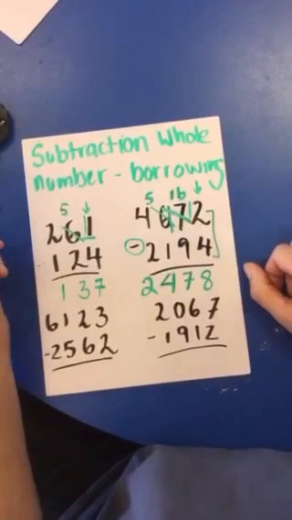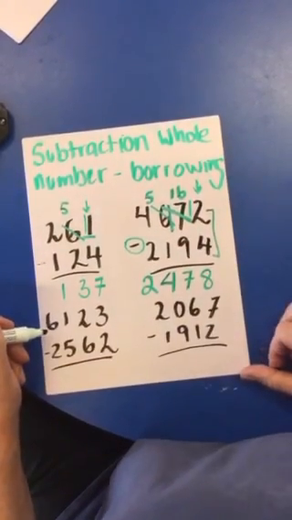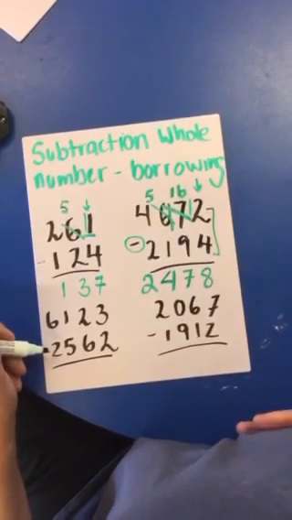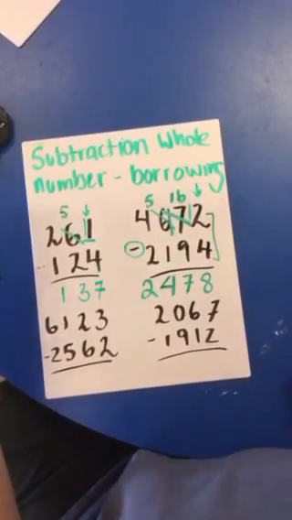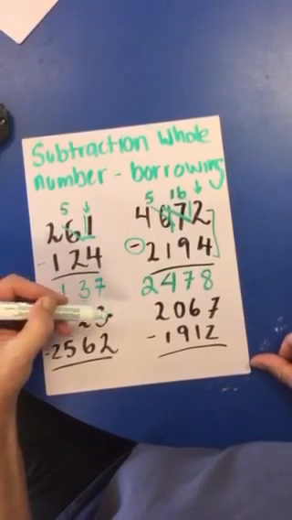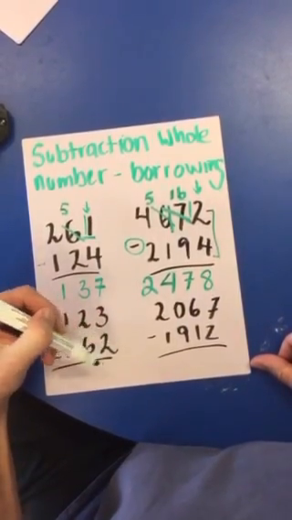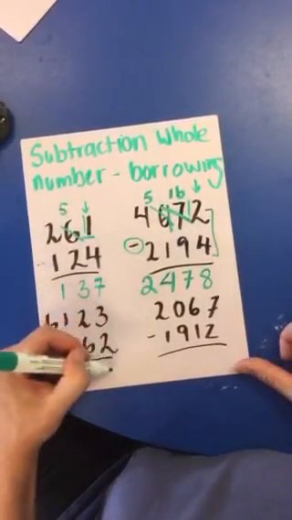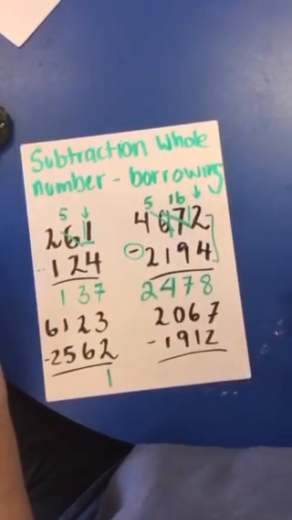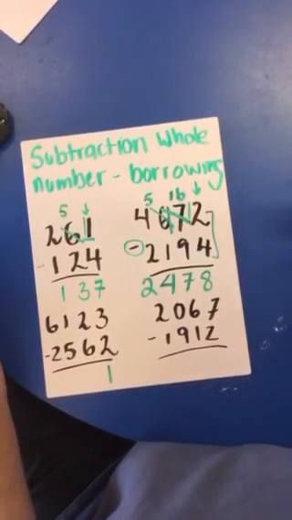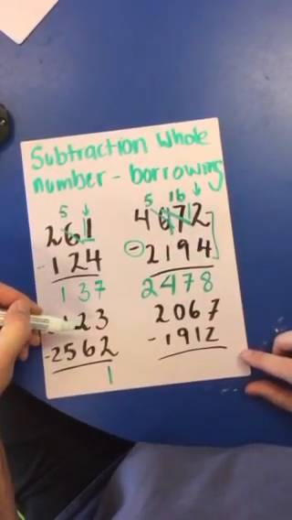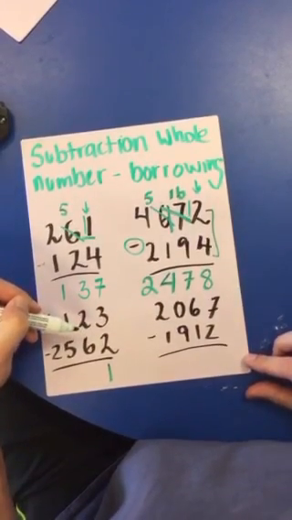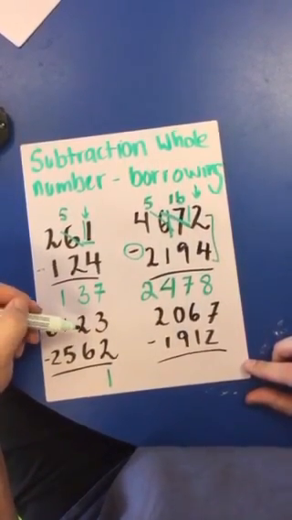All right. Down here, 6,123 subtract 2,562. The first question is, is this 3 larger than the number underneath? So if I start with 3 and take away 2, that gives me 1. And I can do that because the larger number is on top. Then I look into my tens column and I say, is the 2 larger than the 6? And the answer is no. That means that I have to borrow.